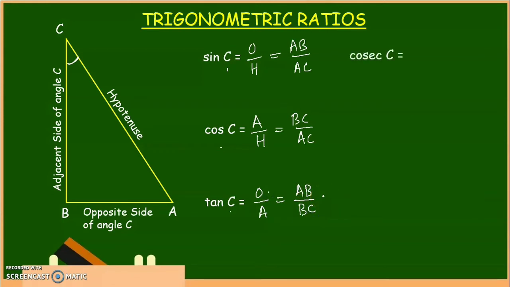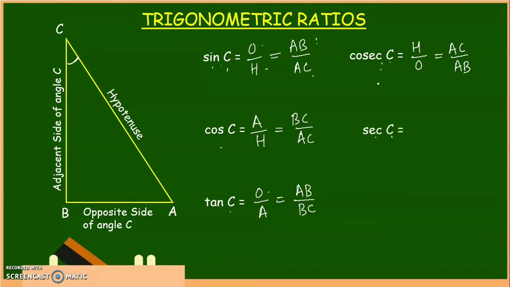Same way, if you want to write cosec C, you can directly write it here. Cosec C is the reciprocal of sin C. So sin C is AB upon AC, so cosec C will be AC upon AB. Or you can write sin C is opposite upon hypotenuse, so cosec C will be hypotenuse upon opposite. It will be AC upon AB.